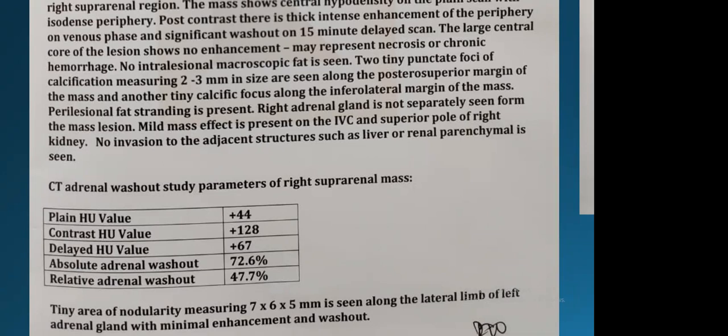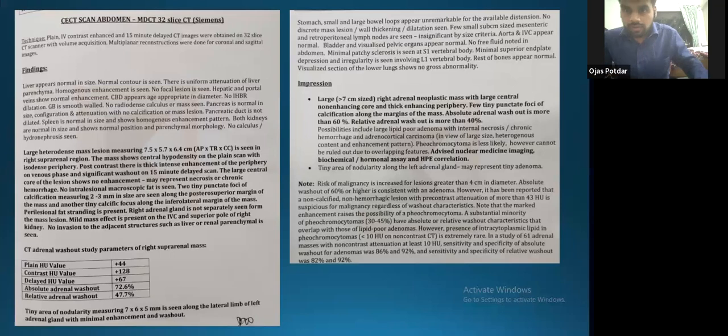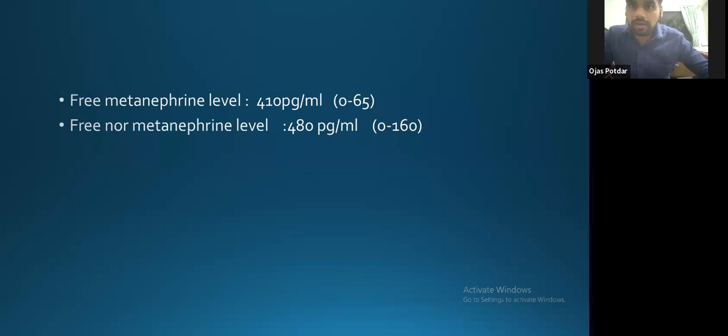Yes. So just what is your take on this, sir? Okay. So also about the metanephrine levels. So what are the metanephrine levels? They were done.